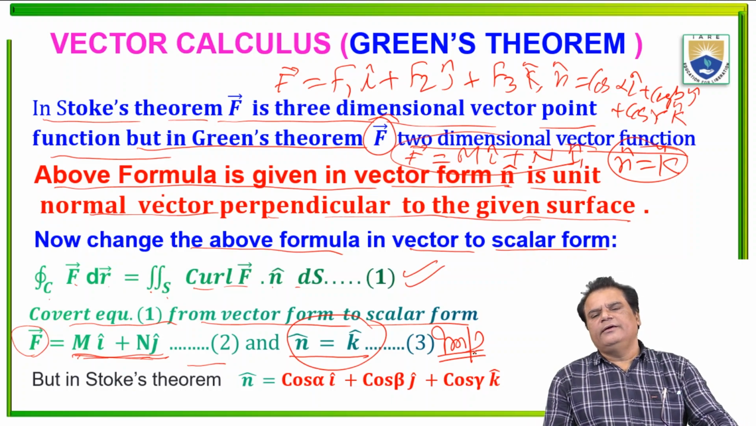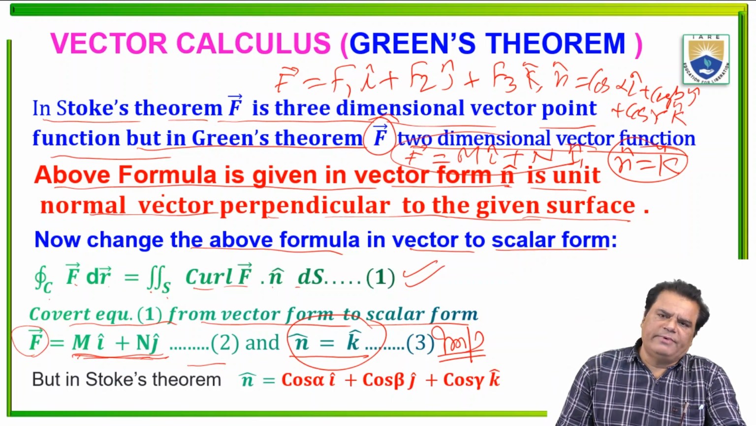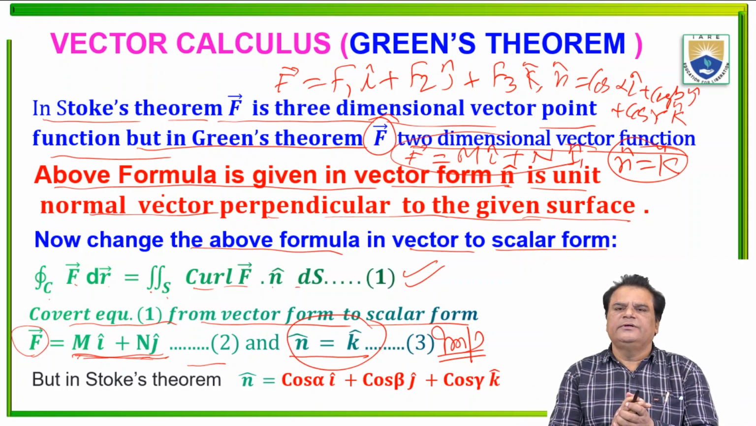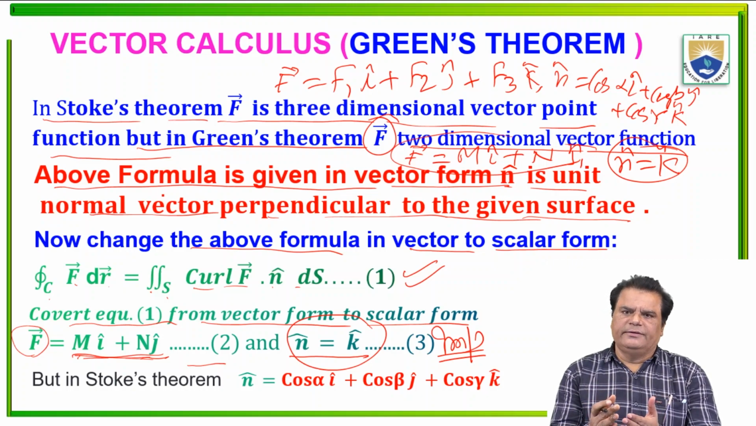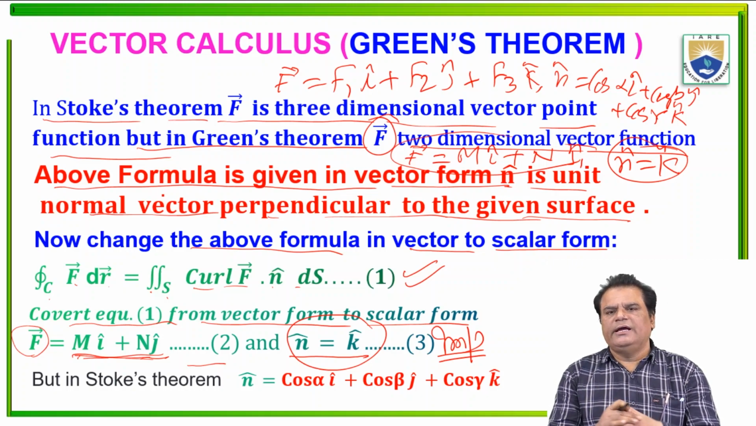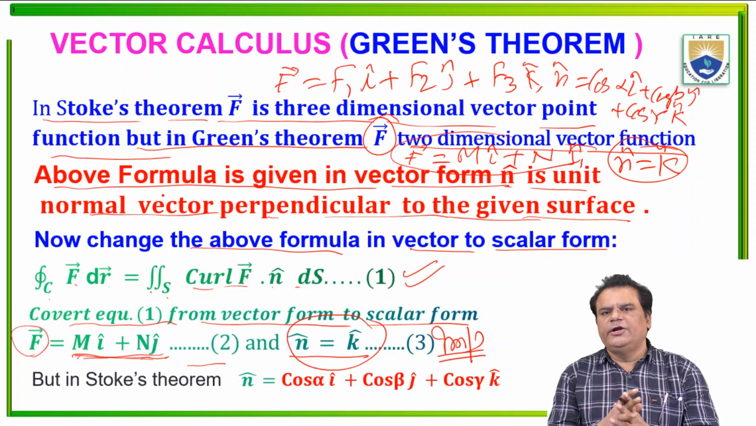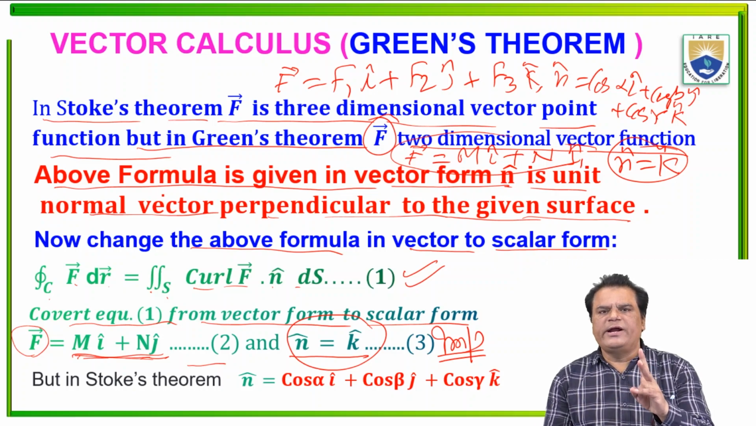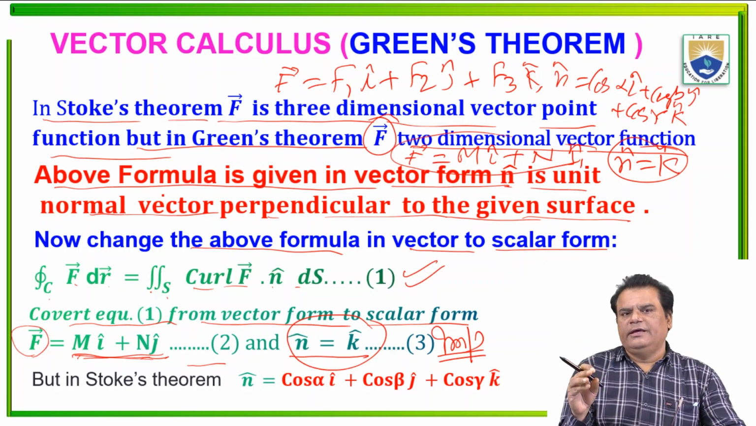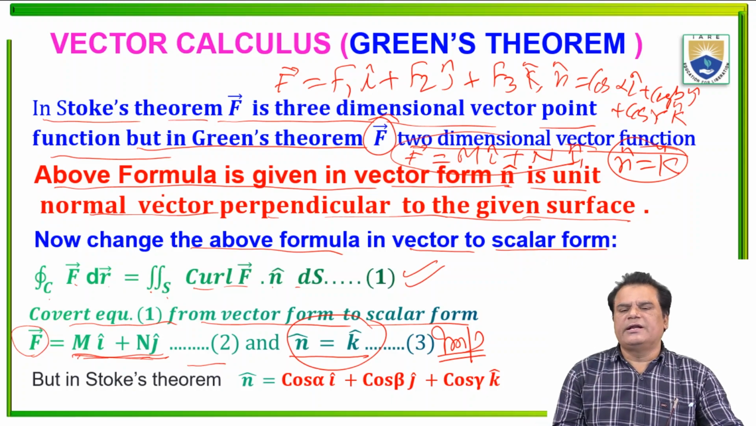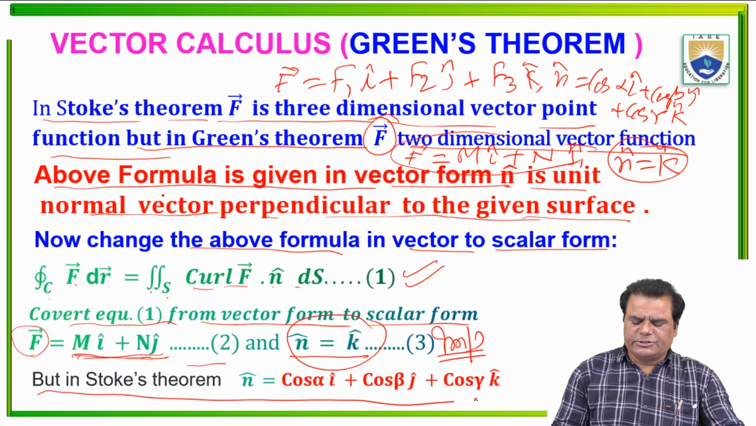N vector, the unit normal vector, is equal to k unit normal vector. Both are the same because the direction of the unit normal vector is along the z-axis, and along the z-axis the k vector lies. K vector is working along the z-axis and the unit normal vector n is in the direction of k. So both are parallel. It means n vector equal to k vector. This is the main concept of Green theorem. There are two main points in Green theorem. First, the vector point function is a two-dimensional vector. Second, the unit normal vector n equals unit normal vector k. This result is given in Stokes theorem.